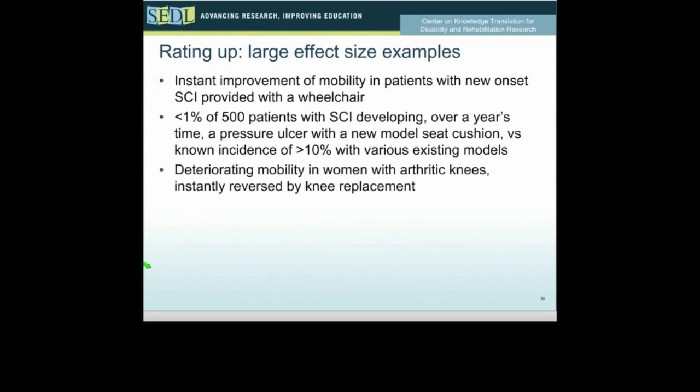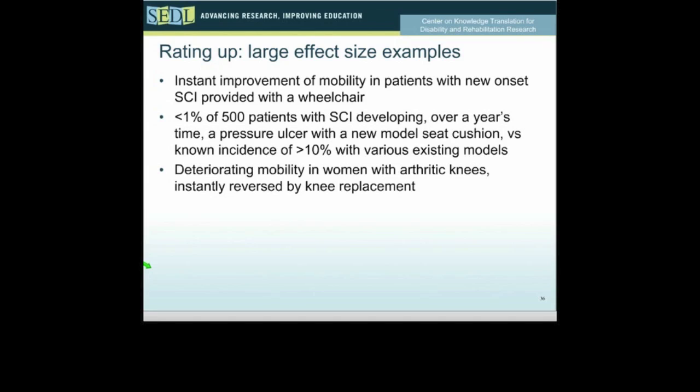So, large effect sizes in disability rehabilitation. Mark Johnson keeps on trotting out the example: well, look at people with spinal cord injury. Before you give them a wheelchair, they're confined to beds. They have no mobility. You give them a wheelchair, they can figure out how to take the brakes off and can start pushing themselves around. They're not good at it, they may be at risk doing it, but their mobility from one second to the next shot up 500%.